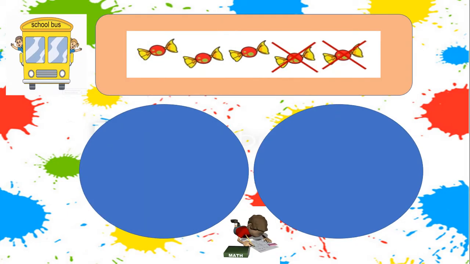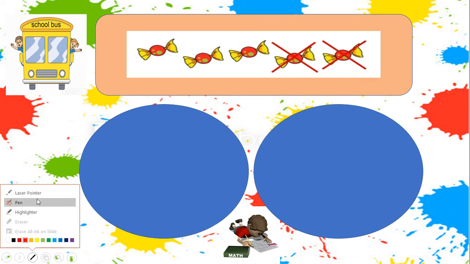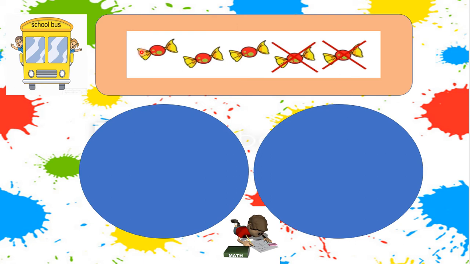Okay, so I want you to look at this illustration. You have here candies. Can you count with me? This time we are going to count the number of candies we have here. So we have 1, 2, 3, 4, 5. There are 5 candies, and the 2 candies here we will take away.